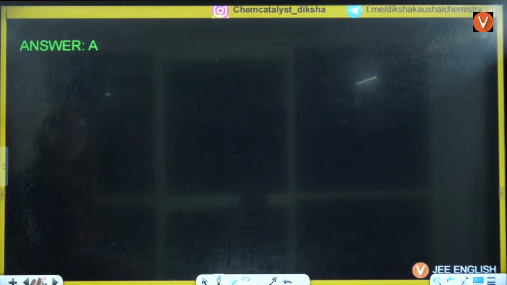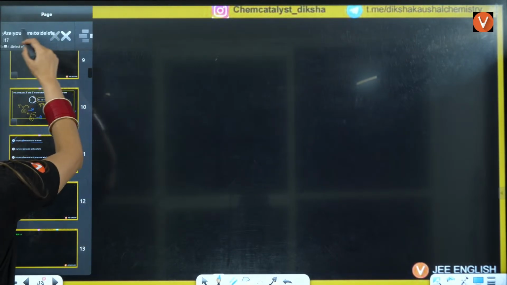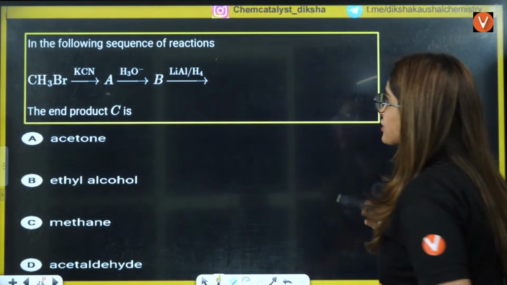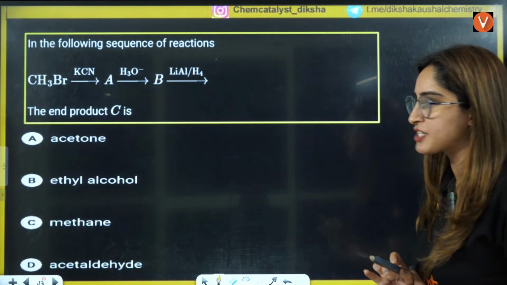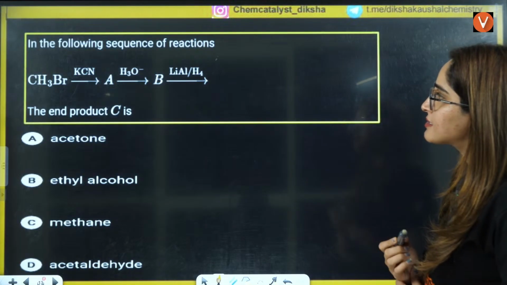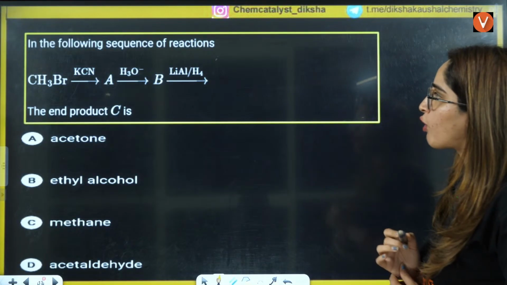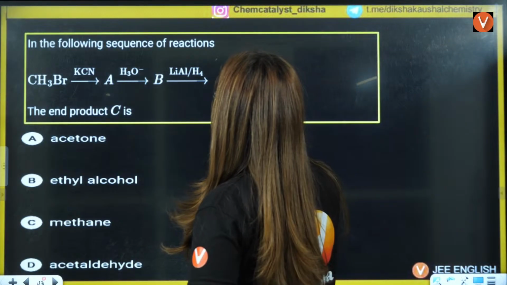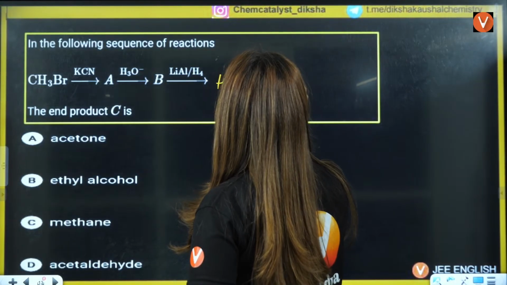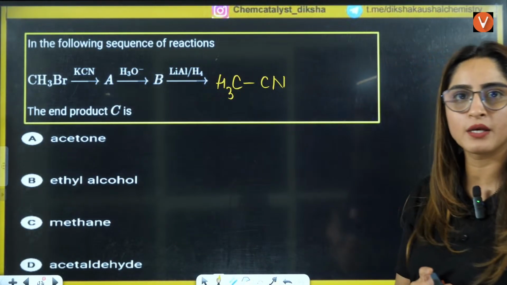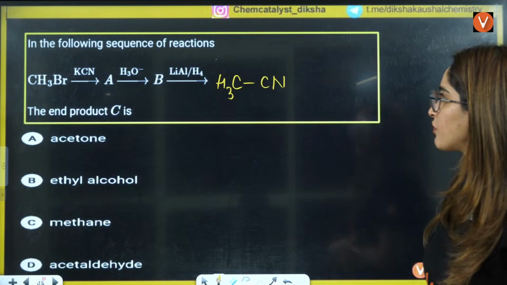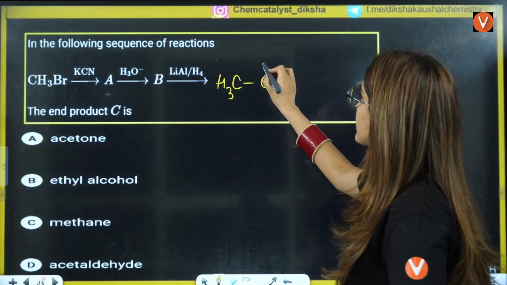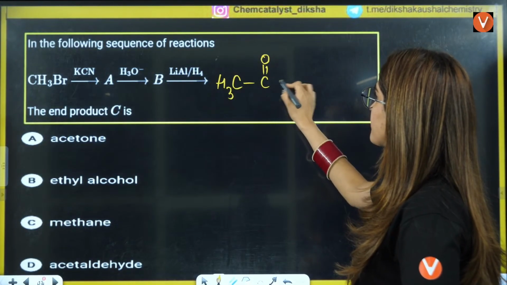Next question, let us see that. In the following sequence of reactions, this is the sequence of reaction that you have. CH3Br, KCN is added. Then with that you do hydrolysis. Then with that you do LiAlH4. See, once you have added KCN here, that will be CH3CN, right? Because C will be free here, so it will be CN. After doing hydrolysis, this will be converted to C double bond OOH, right?